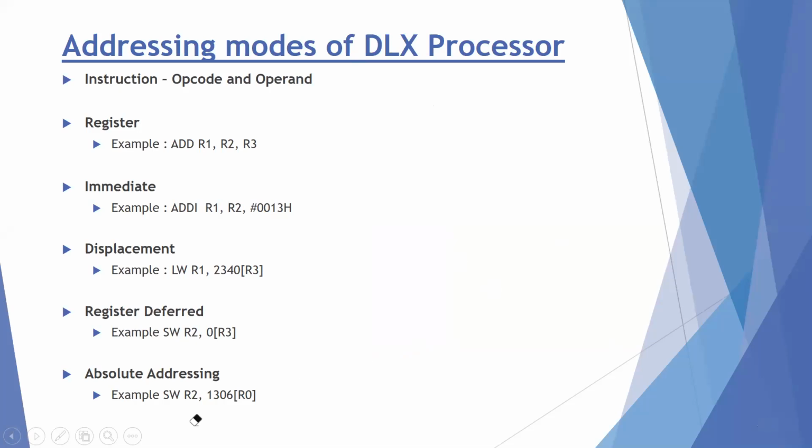Okay, so for absolute addressing, the only difference between absolute addressing and base displacement addressing is that the base register here is taken as R0. And R0 is a special register whose value is fixed to 0. So what is your memory location now, which you are referring to? 0 offset 1306. Exactly, 1306.